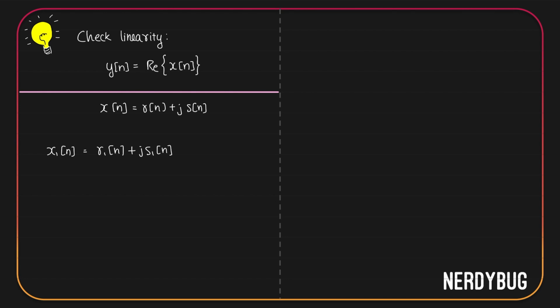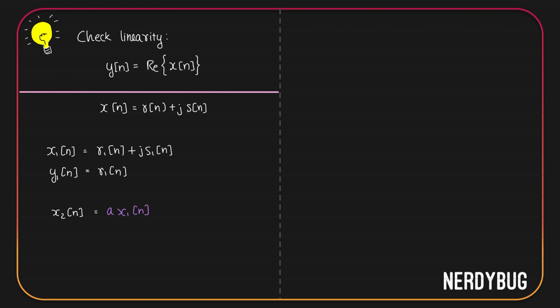If you give this as the input, you will get y1 of n as the output. y1 of n is the real part of x1 of n. So you will get r1 of n. Take another input x2 of n. Let's say x2 of n is equal to a x1 of n. When we were learning the homogeneity conditions, we said that a is a constant. Not just that, a is a complex constant.